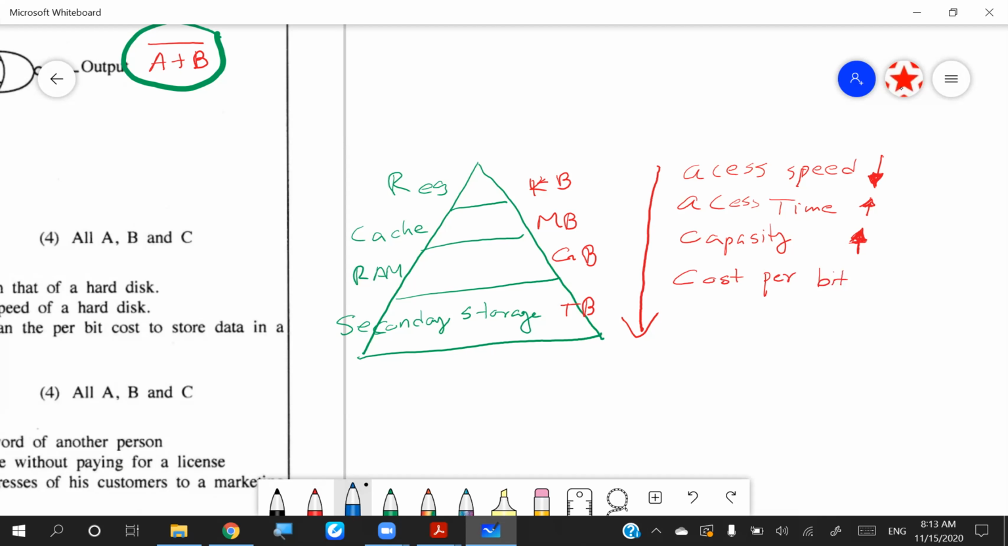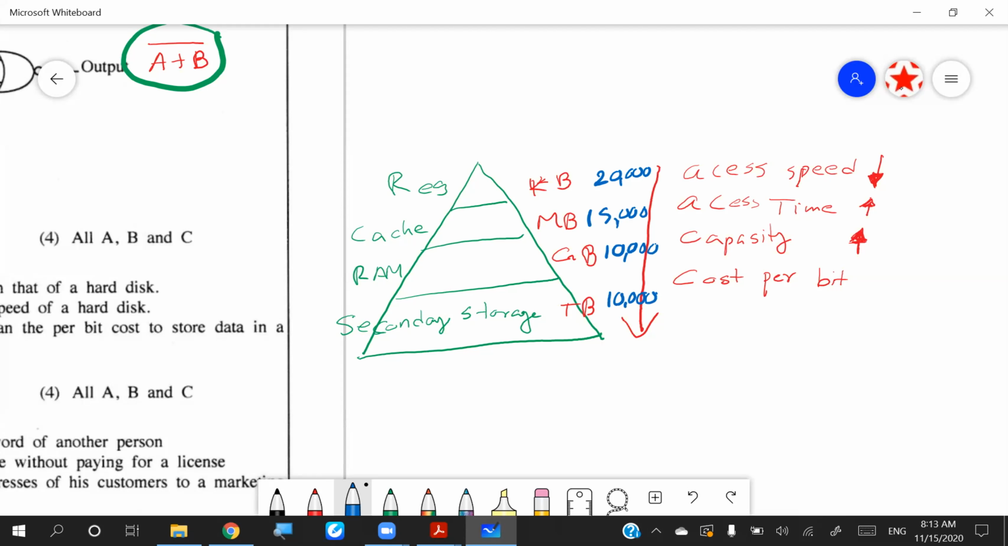Now, if you consider the cost, registers are inside the CPU. So the CPU is going to cost you like 15 to 20,000. And cache memory is on the motherboard as well as in the CPU, so it's going to cost you again around 15,000 to 10,000. And RAM is around 10 to 8,000. Terabyte, sorry, secondary storage, you can also take for the very same cost.